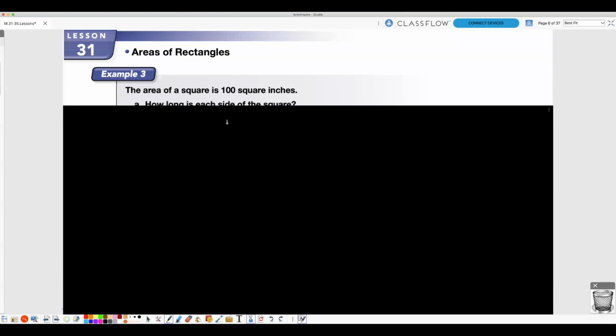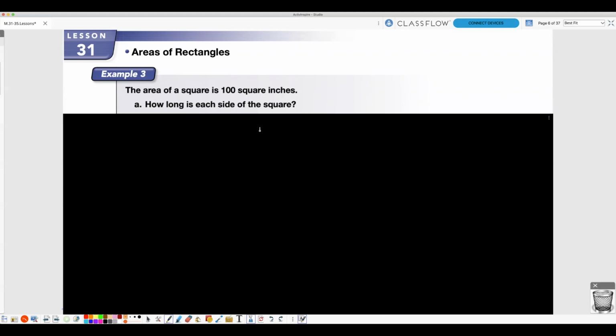Example 3, the area of a square is 100 square inches. How long is each side of the square? So if the area, even in a square, is in a sense length times width, you still do that. And if you have area, in this one we already know it, is 100 square inches, inches squared. What length times what width will equal 100?